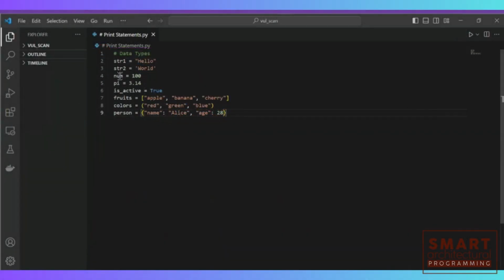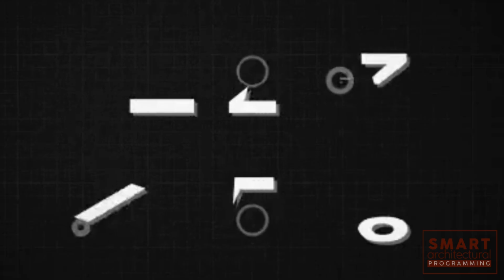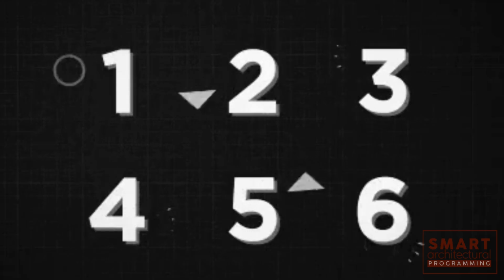In line 4, we'll see a variable, the second type of the data type that we deal with. That is an integer. What is an integer? It's a whole number. The qualification here is the whole number.